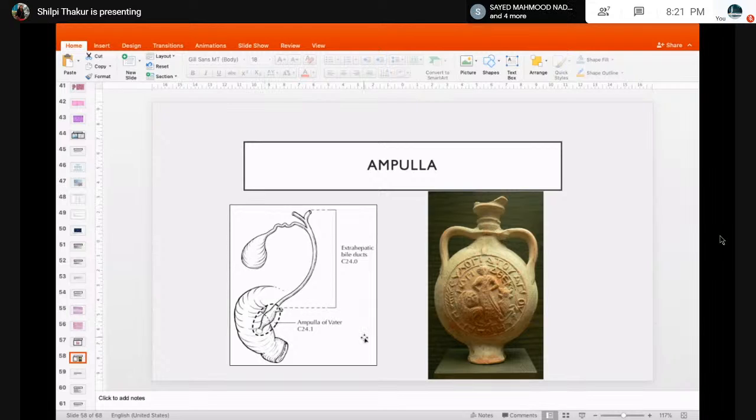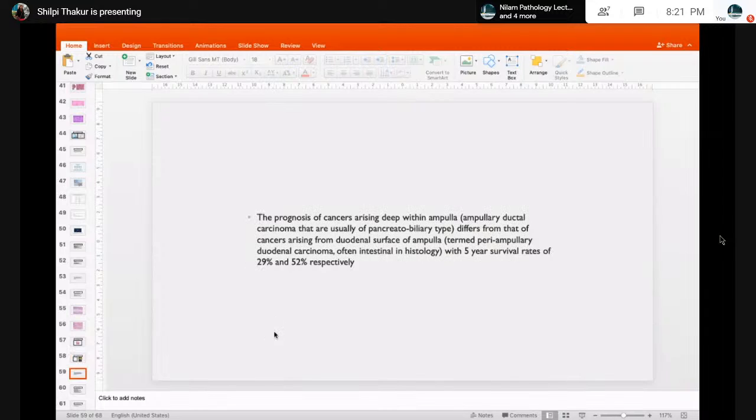The word ampulla has been taken from the Roman flask, which used to look something like this, with two handles and a dilated end here. So for this ampulla of Vater, we are first concerned about the tumors arising from the ampulla and the periampullary region.